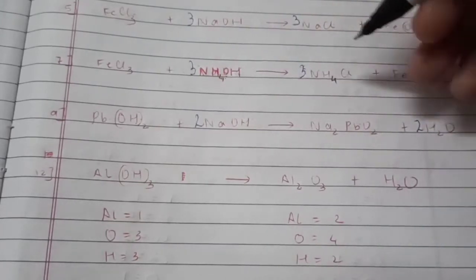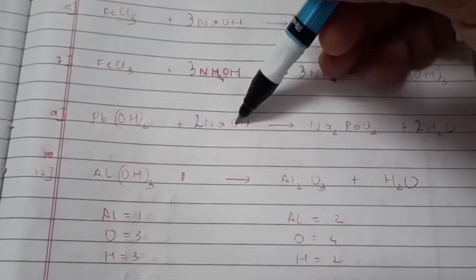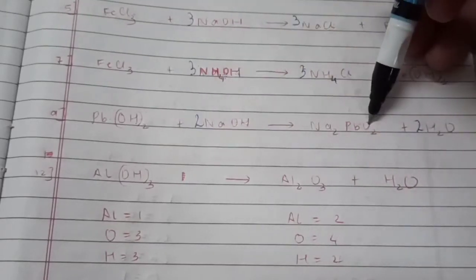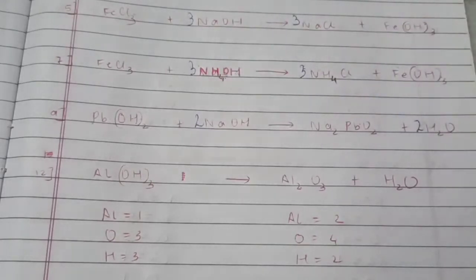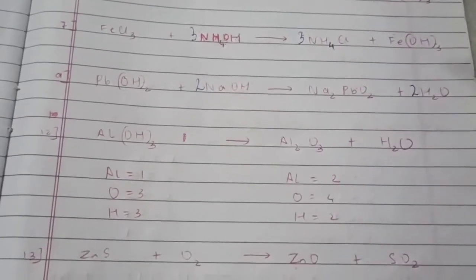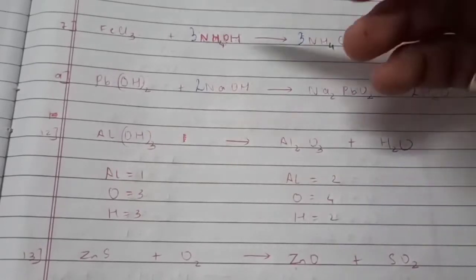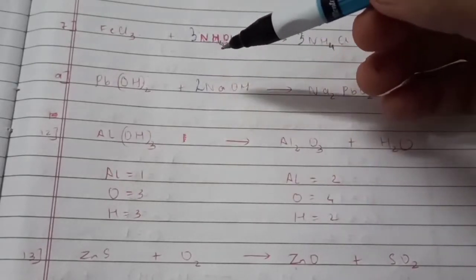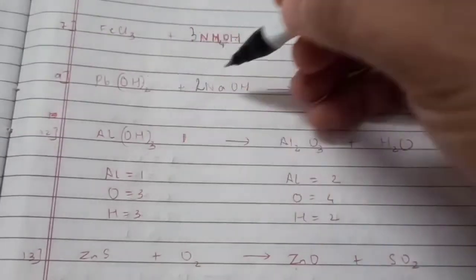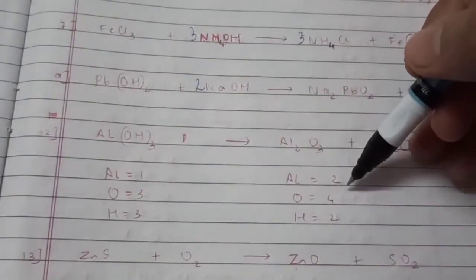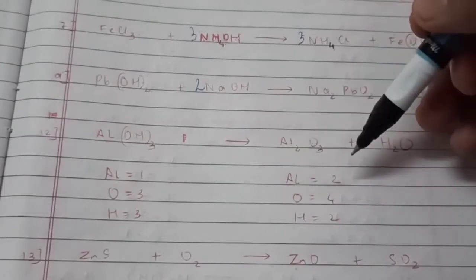But what about oxygen? Let's check. 2 plus 2, 4 oxygen atoms. And here 2 plus 2, 4. This is the final answer. It's balanced now. Next, now I'll do this in the longer method. In fact, we should do all the sums with the longer method. Aluminium 1, aluminium 2. So I've just listed down the number of each atom on the LHS and RHS.